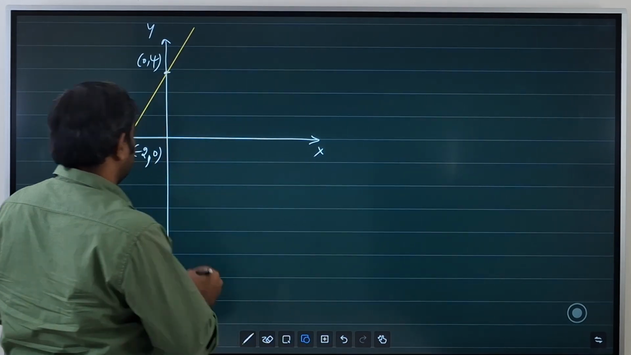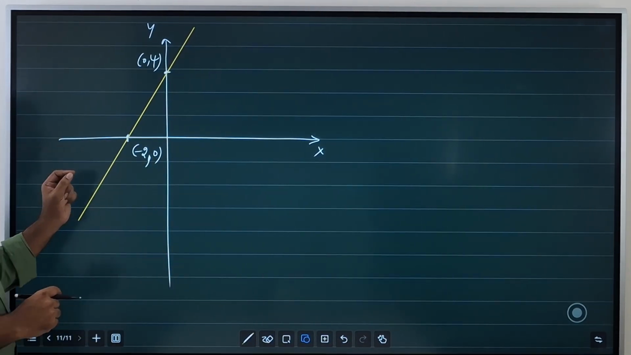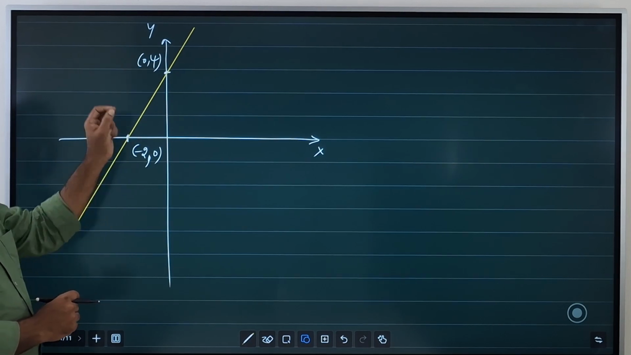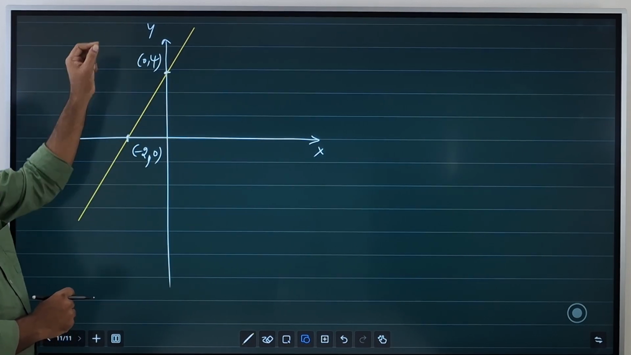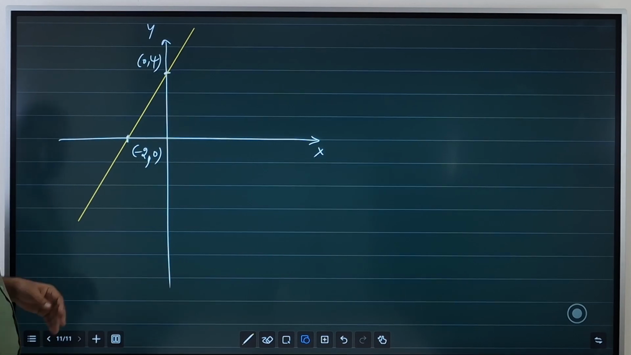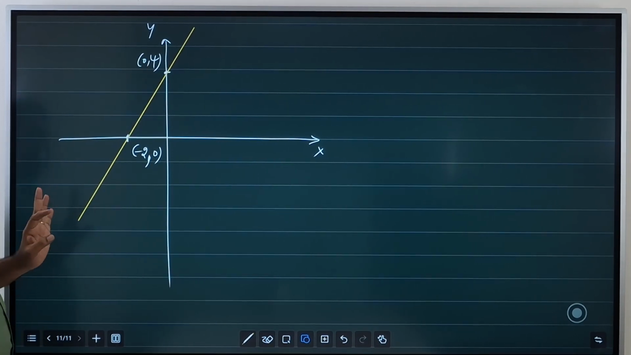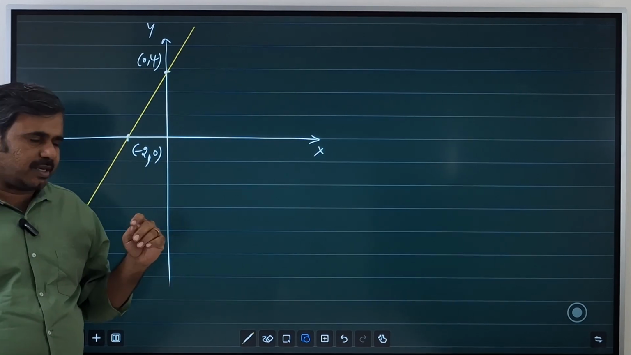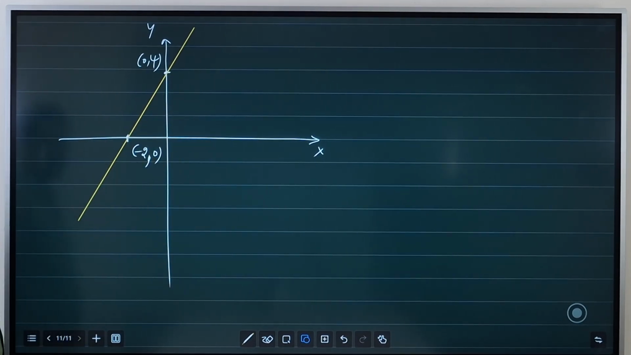So we don't need data points. At x is equal to 1, what's the value of y? At x is equal to 2, what's the value of y? We don't need data points, and we don't need to join them to draw the graph. We just understand the qualitative behavior of the graph, and then we draw it. That's it.